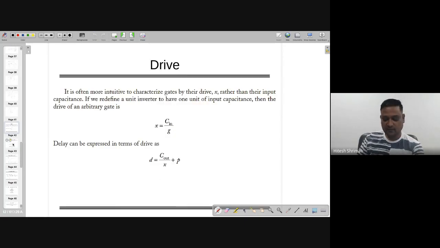So there is a new thing, which is drive, meaning the driving capability of a particular gate. That is going to be measured with respect to x.